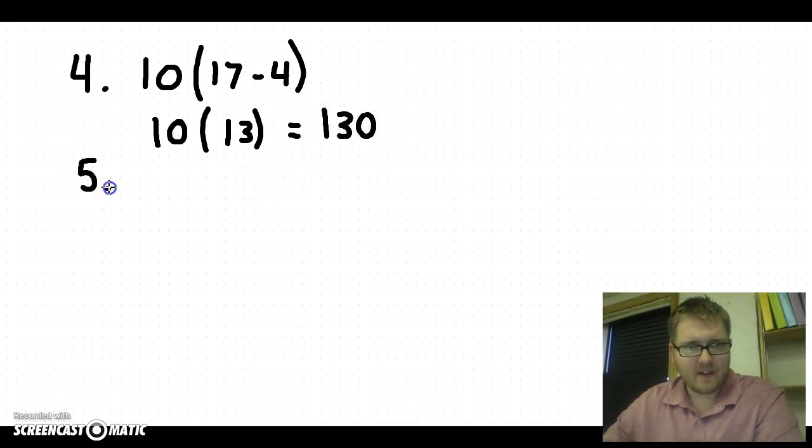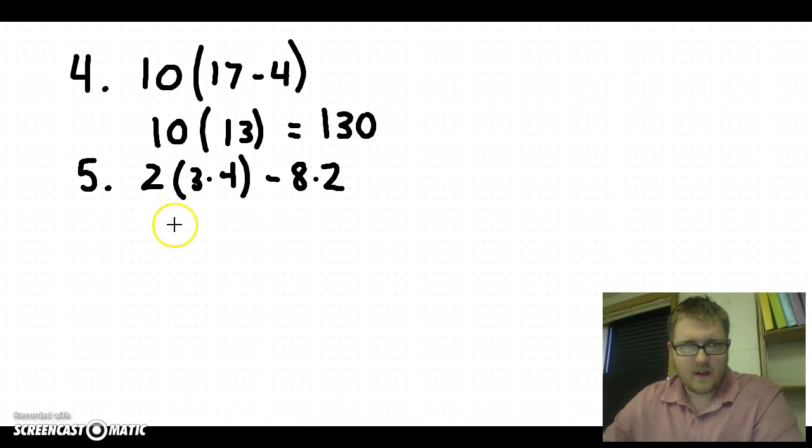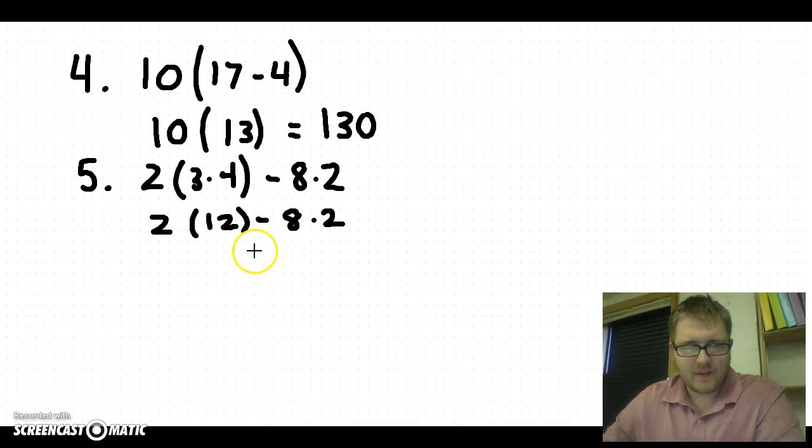For number 5, it's going to be 2, parentheses 3 times 4, close parentheses, minus 8 times 2. We're going to do what's in the parentheses first. So 3 times 4 is 12, minus 8 times 2. Now let's multiply. I can multiply these both in one step, 24 and 16. And now let's subtract those, and I'm going to get 8.